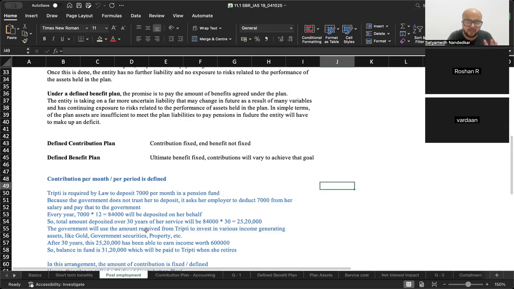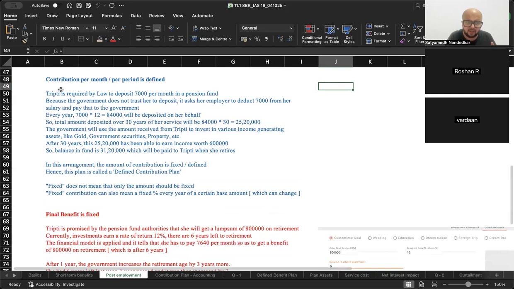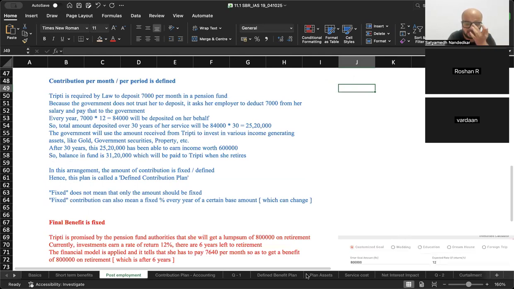Now I just want you to have a look at these two illustrations that I have written. Okay, just read it once.